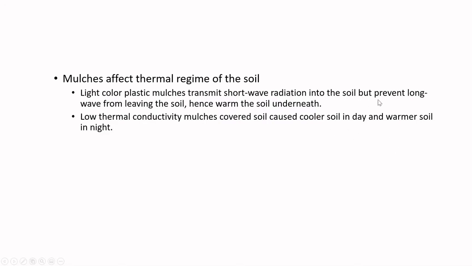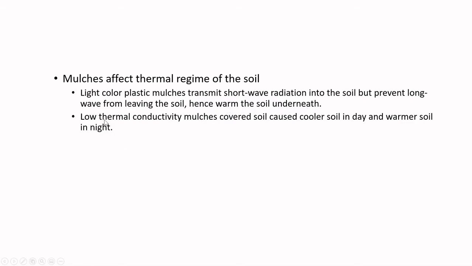But when the ground emits radiation, the radiation from the earth, R earth, still remember R earth, the earth emits radiation in the form of long wave, but the long wave will be trapped inside the soil because it cannot pass through the plastic mulches. As a result, the soil covered by the light color plastic will prevent the heat from being removed from the ground. So the heat keeps on entering into the light color plastic mulches, but cannot leave. As a result, the soil becomes warm over time, so the soil heats up underneath.